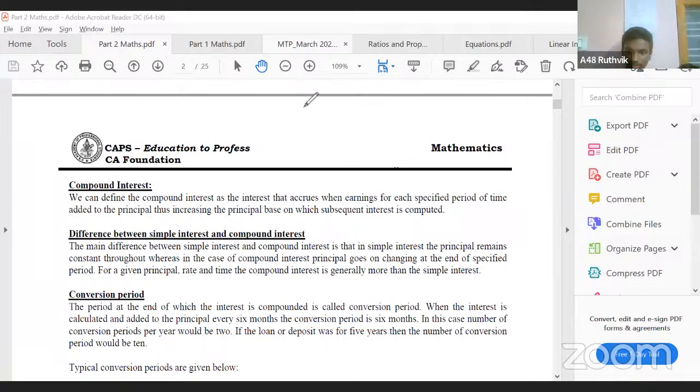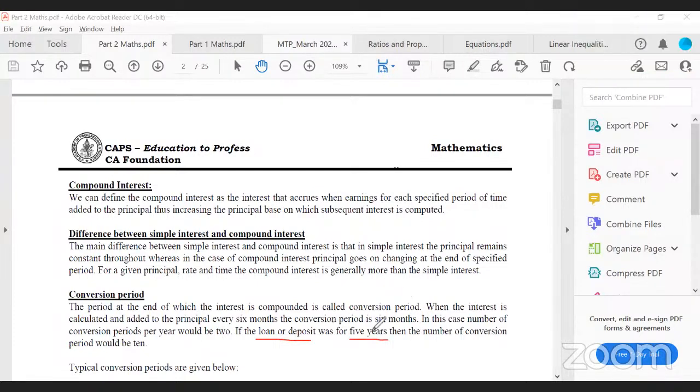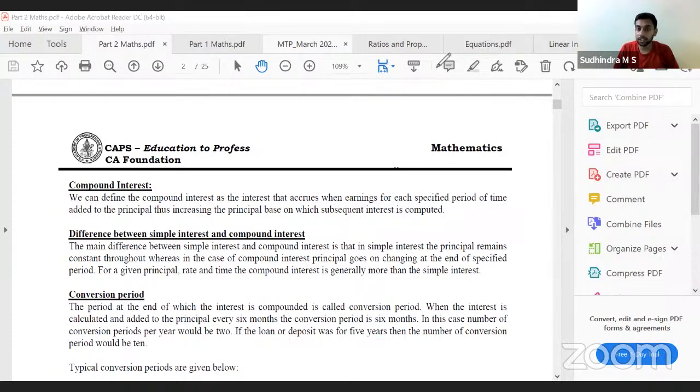1, 2. 2. Right? Every 6 months, if there is a conversion, in 1 year, there will be 2 conversions. If loan or deposit was for 5 years, then what would be the number of conversions? 10. 10 in total for the 5 years.